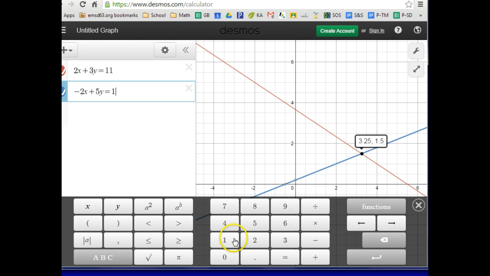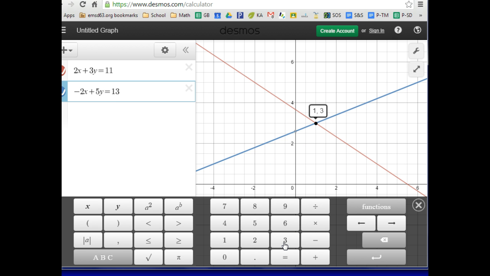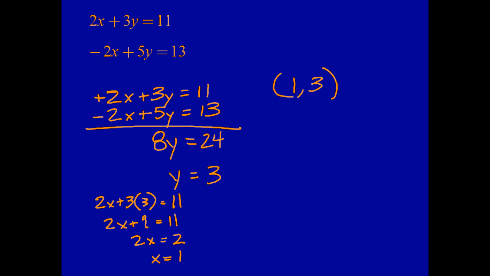As I try to fix this, there we go. 1 comma 3. Okay, and that's where they intersect. All right, so back to our equations. So let's go ahead and try another one here. Okay, 4x plus 3y is equal to 2, and then I have 5x plus 3y is equal to negative 2.